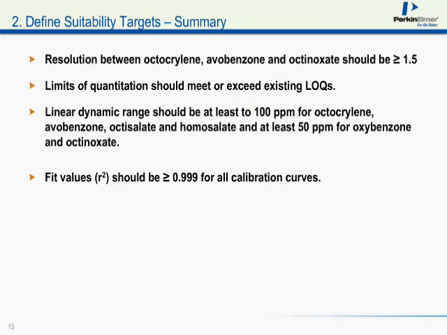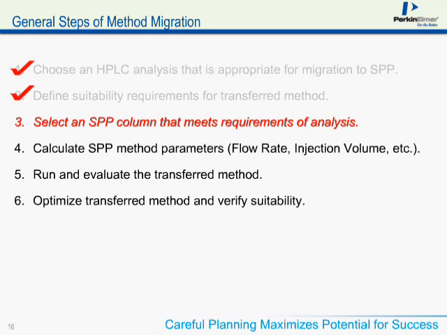And so to summarize those suitability requirements, basically a resolution of 1.5 or greater for all components, especially octocrylene, avobenzone, and octinoxate. Limits of quantitation should meet or exceed the current limits of quantitation, and we want linear dynamic ranges to match the current method, and R values for the cal curves of 3 nines or better.